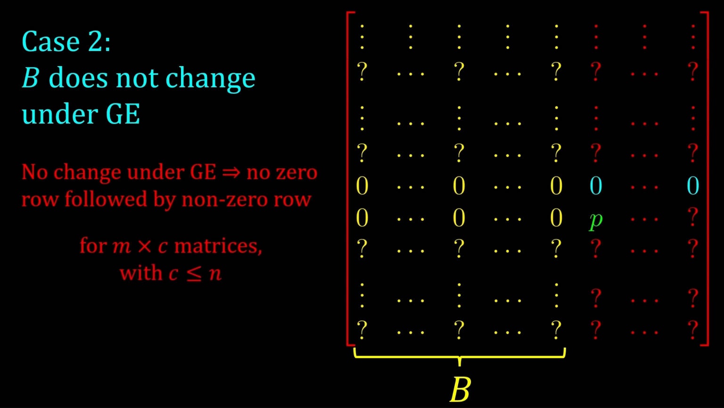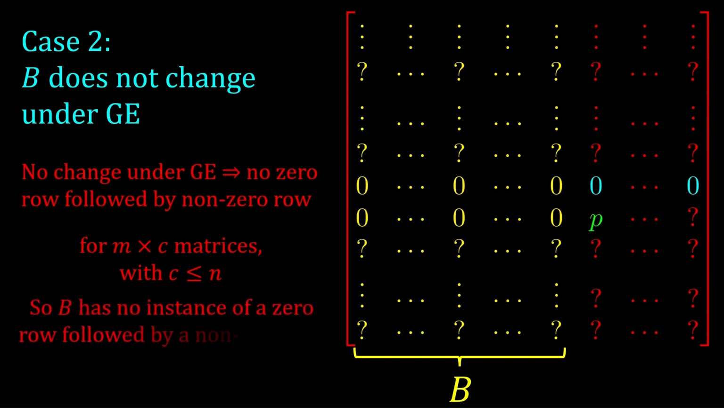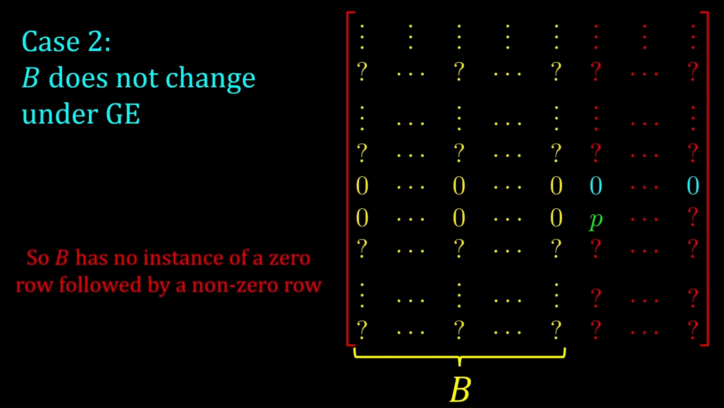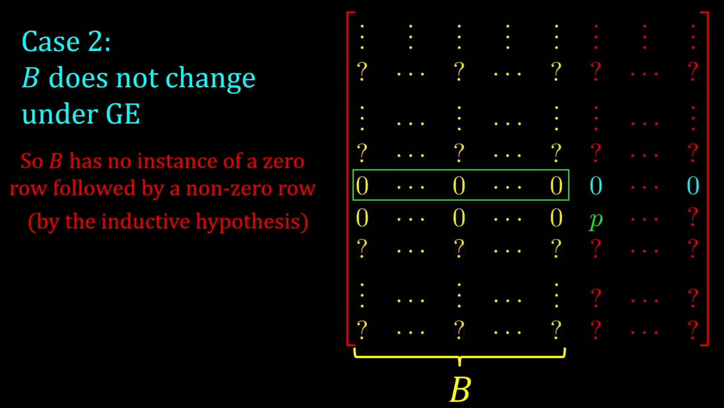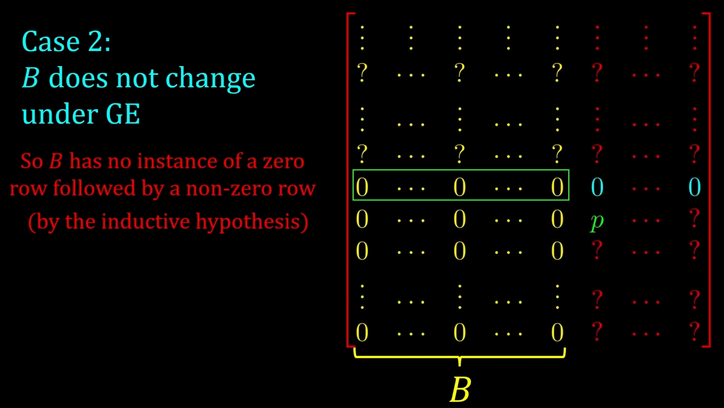So we can apply that here because B doesn't change under Gaussian elimination. And the number of columns in B is at most n, because there are n plus 1 columns in A, and we define B to be the matrix to the left of that column containing P. So in the worst case, it's going to have n columns, so B satisfies the inductive hypothesis. So what do we know then? We know that B doesn't have this instance of a 0 row followed by a non-zero row. So it must mean, because we have a 0 row here, everything after it is also 0. So all of these entries here, we can safely say are 0.